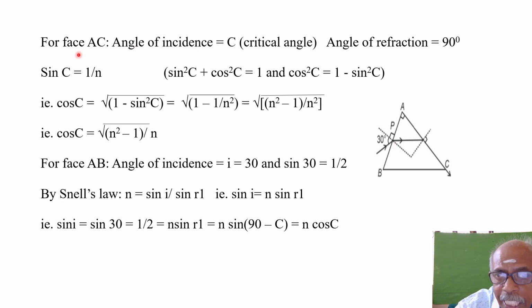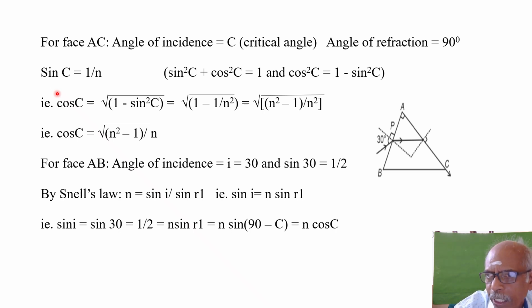For face AC, the angle of incidence is C, the critical angle, and the angle of refraction is 90 degrees, the angle between AC and the normal. According to Snell's law, sin I by sin R is equal to n. But as far as face AC is concerned, light is traveling from the denser medium to the rarer medium, so it is 1 by n. 1 by n is equal to what, sir? Sin R2 by sin 90.